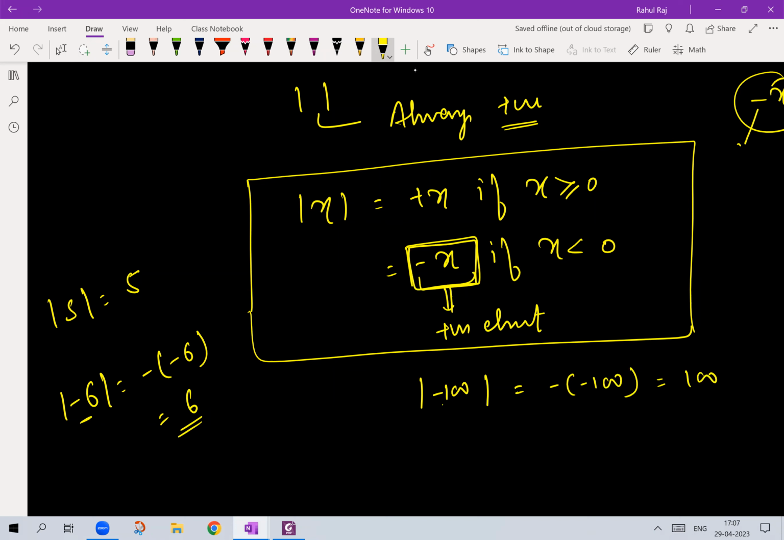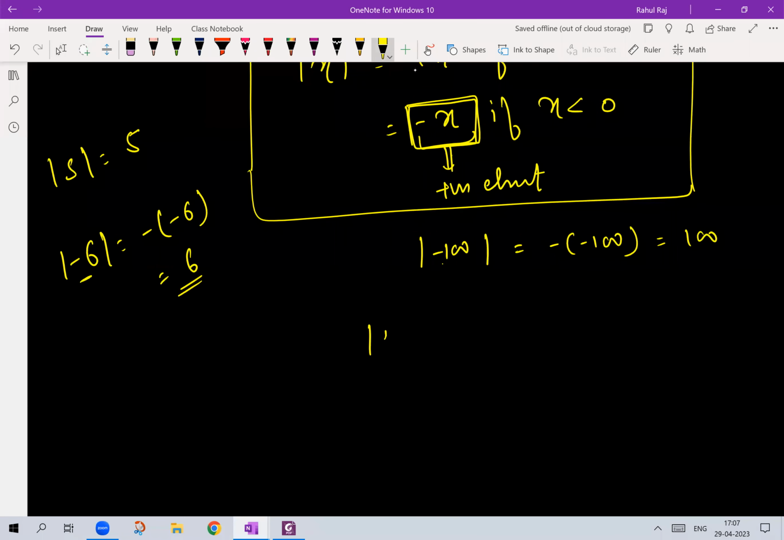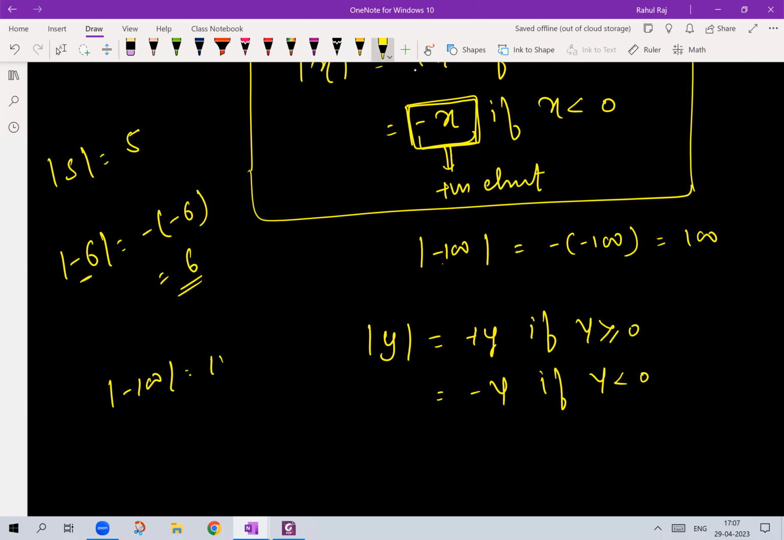But you should be extremely cautious when you are taking variables out of the mod. Imagine if I take mod y is equal to positive y if y is greater than or equal to 0, and mod y is equal to negative y if y is less than 0. When we play around with a constant like mod of negative 100, it is just 100, because this is a number given to you, and any number coming out of the mod is always positive. But in terms of a variable, we are not sure whether this particular variable is positive or negative.